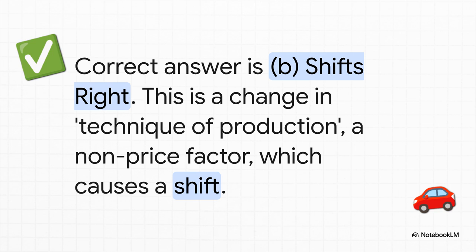For the second question, the answer is C. It shifts to the left. The frost is a supply shock. With fewer oranges available, less juice can be made at any given price. That's a decrease in supply.